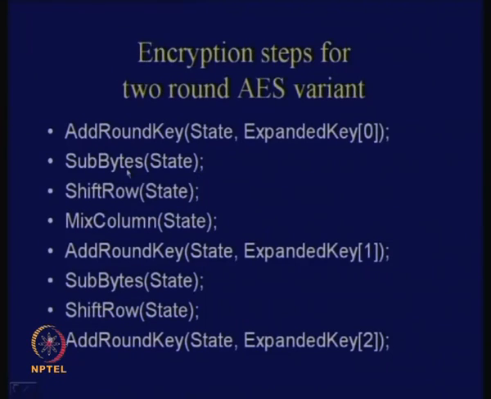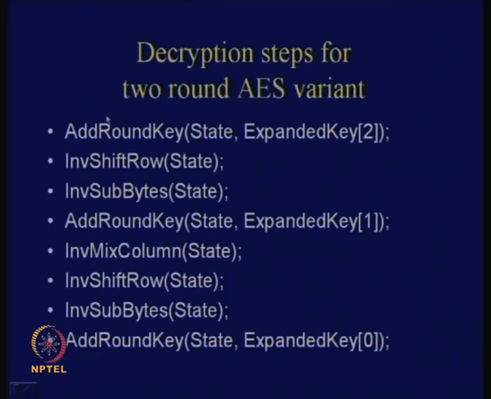So what are the operations for a two-round variant? These are as follows. You have an add round key, then a sub byte, a shift row, mixed column, again an add round key, then a sub byte, shift row, but no mixed column, and an add round key. So this is just a two-round variant of AES, okay? What would the straightforward decryption of this be? You take the second key first, follow that with inverse shift row, inverse sub byte, again an add round key, inverse mixed column, inverse shift row, inverse sub byte, and add round key.